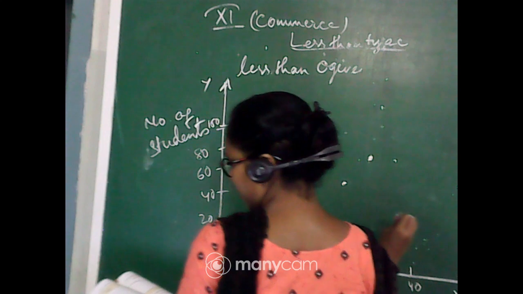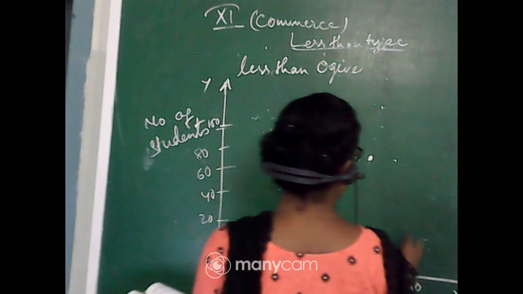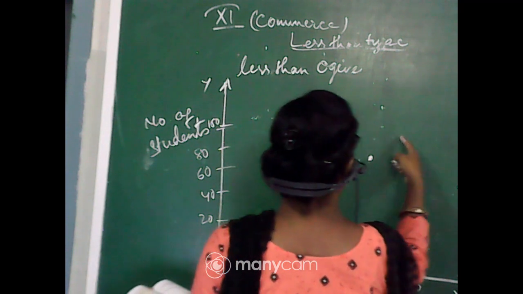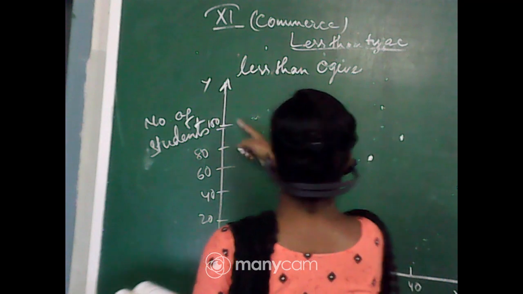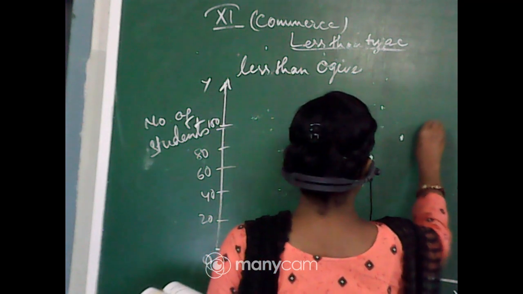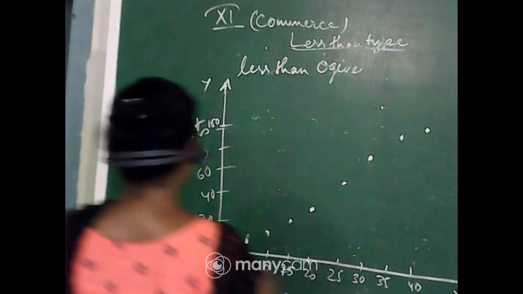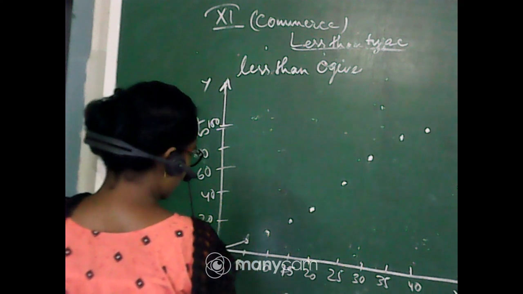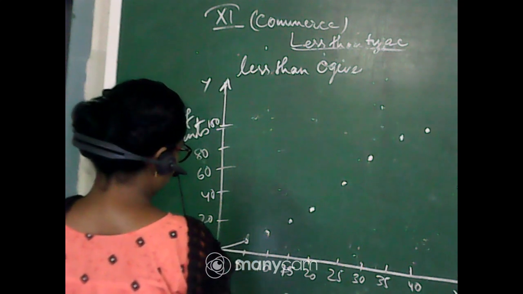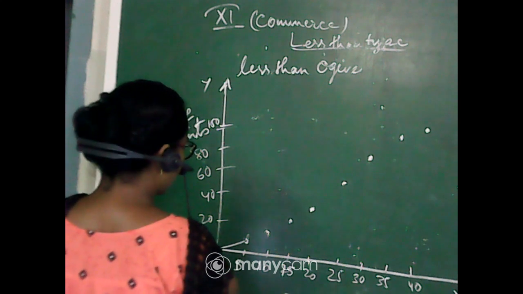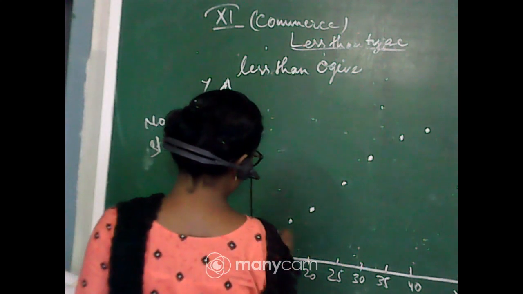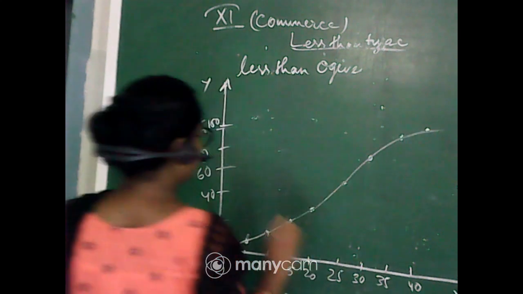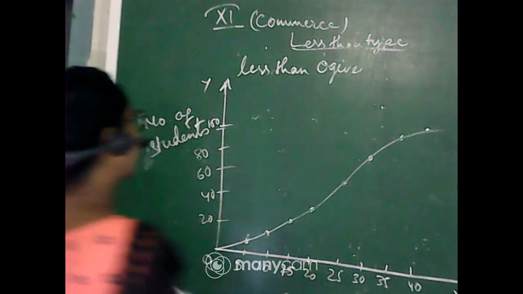Next 30 to 35, 95. Next 40 is 100. Now we join all the points. We start from 0 because the lower limit of the first class interval is 0. That's why we take from 0, join by this freehand curve. Okay, so this is our less than type ogive.